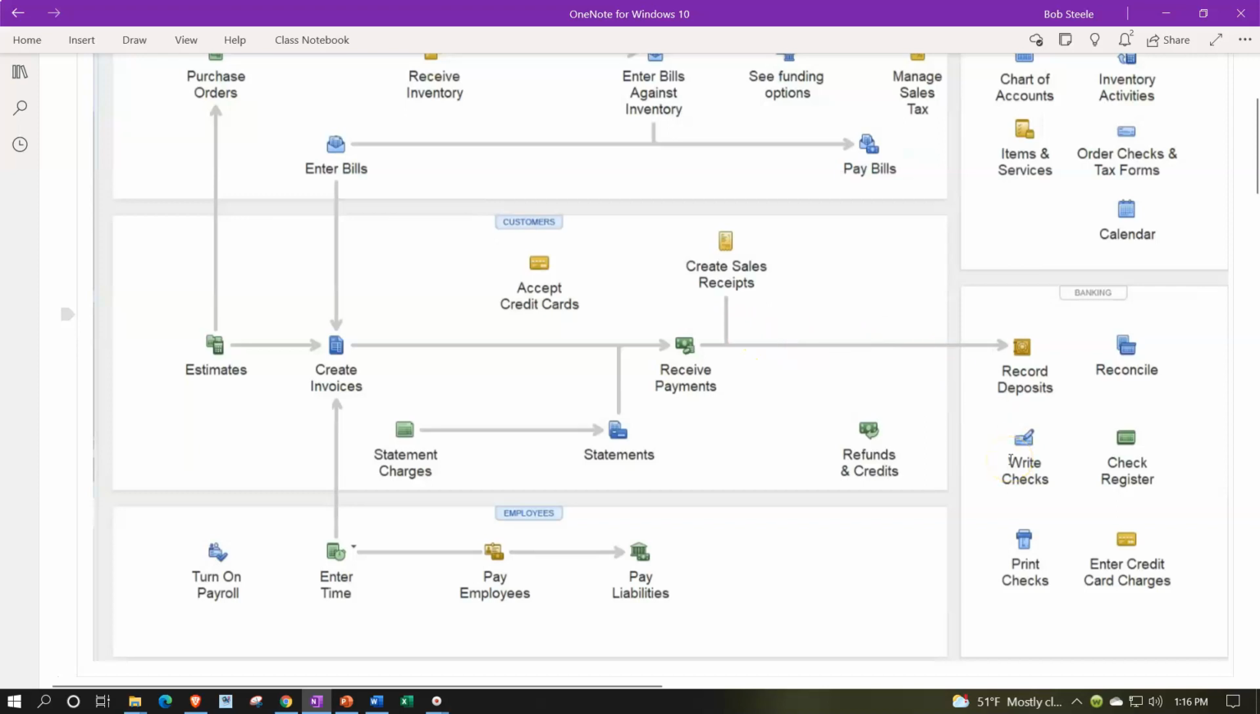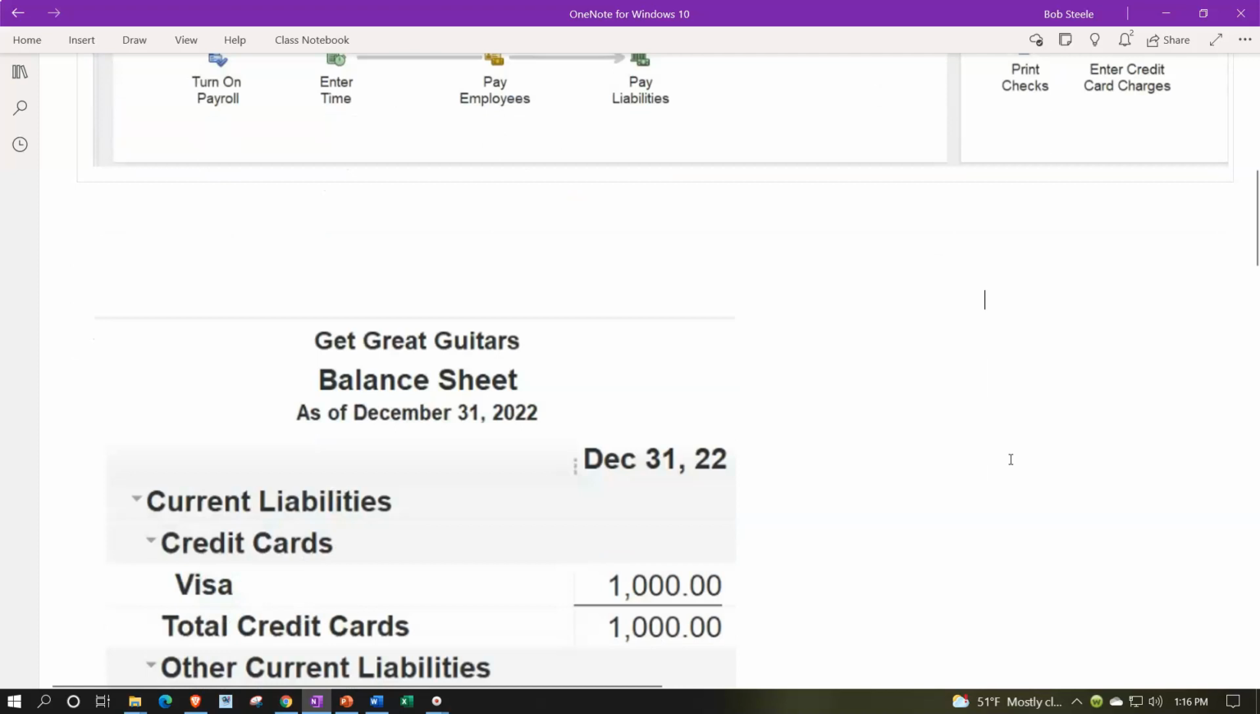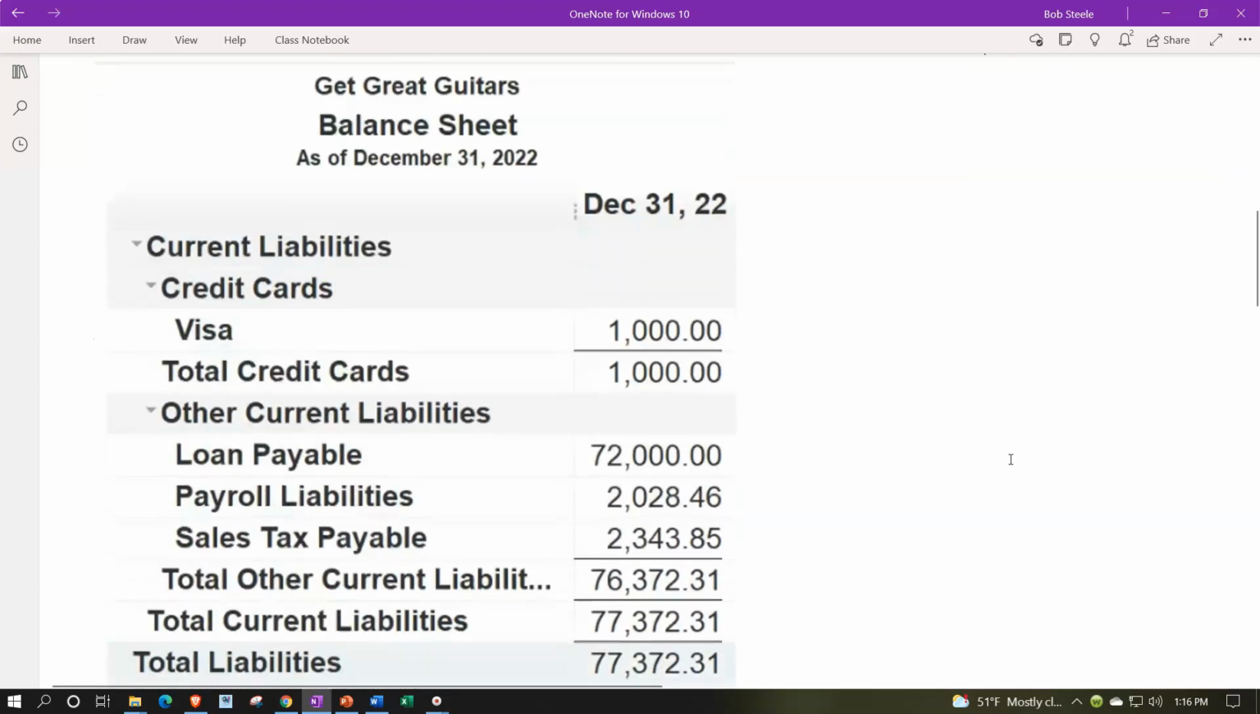The reason it's a little bit more complicated is because there are going to be three accounts affected instead of the typical two, and some of those accounts will change with each payment. Therefore, it's going to be a little bit difficult to memorize the transaction. Here we're looking at the balance sheet.